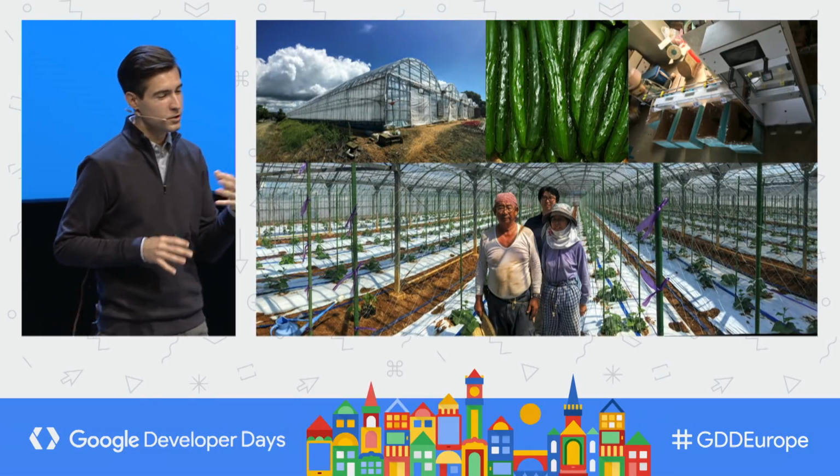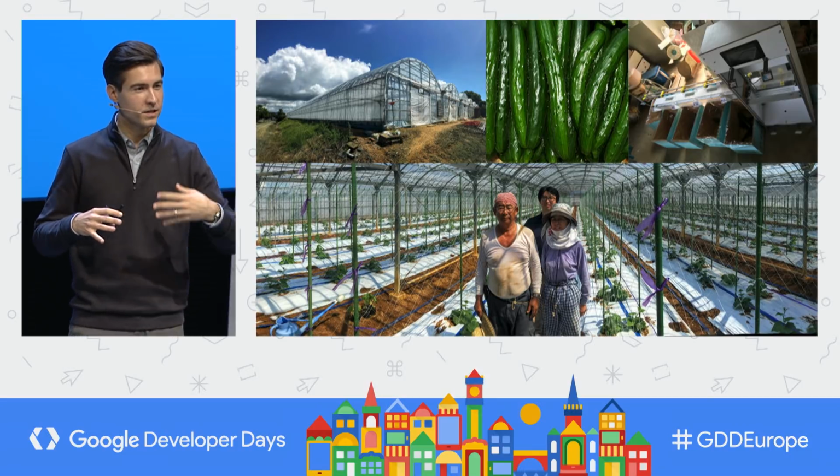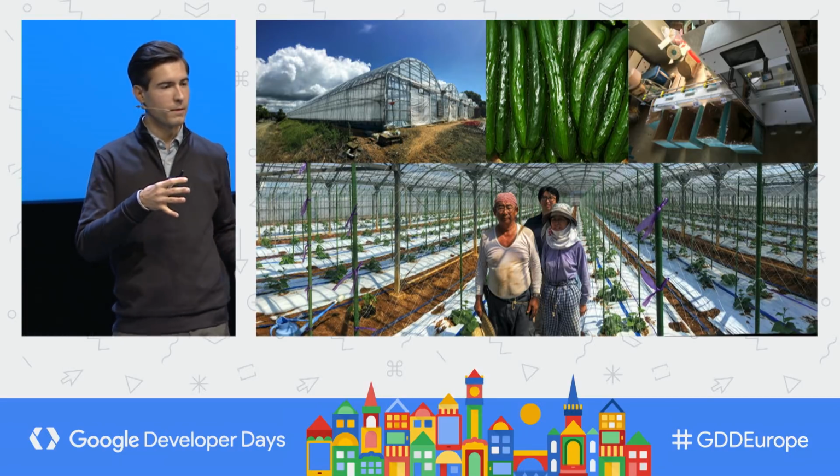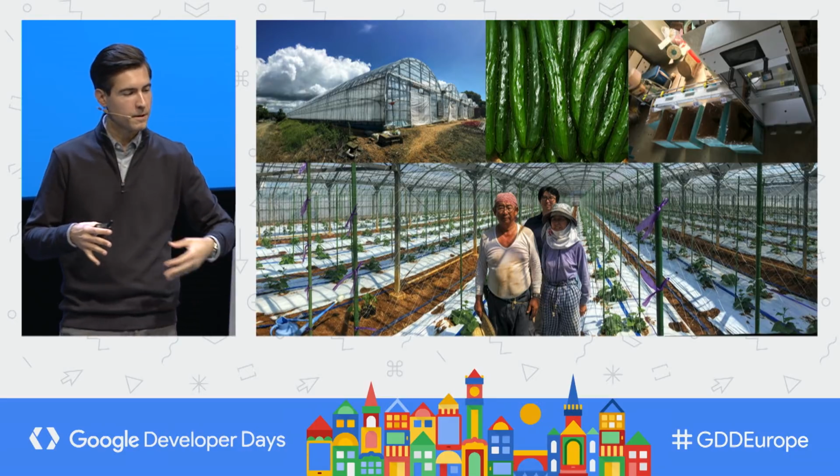But just before you get the idea that TensorFlow is meant for long-term research or it's meant for big budget blockbuster apps, I wanted to show you a Japanese cucumber farmer. His son, in the back of the photo there, built an automatic cucumber sorter using TensorFlow, along with an Arduino controller and a Raspberry Pi.